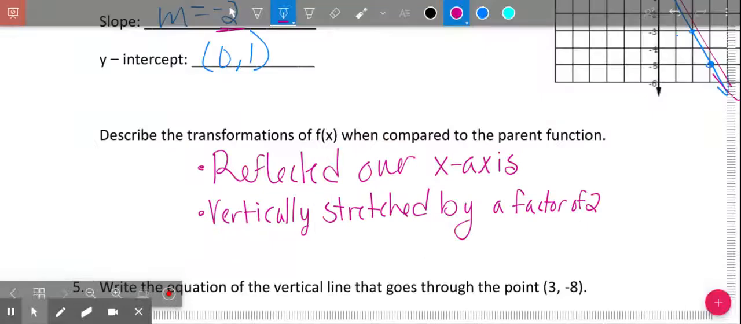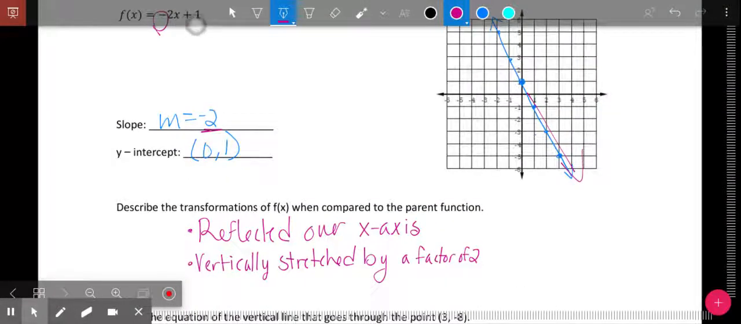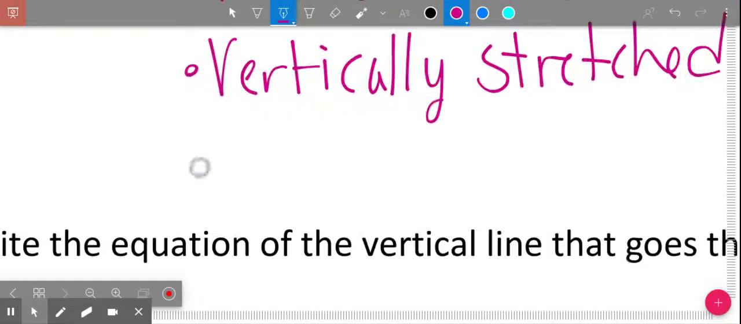And then the last thing we notice is its y-intercept is 1. Instead of going through at 0, it goes through at 1. So that means it's been translated up 1 unit.